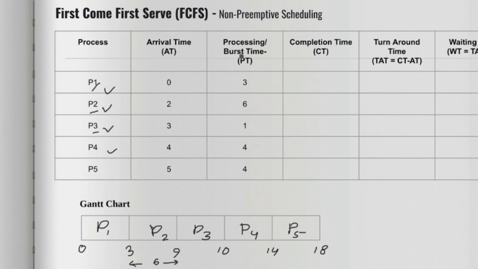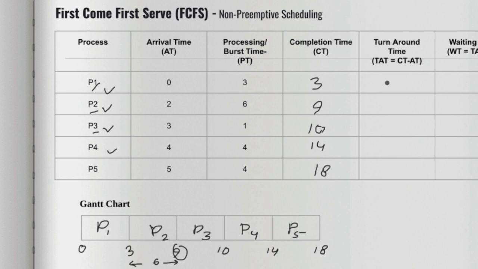Now we're going to calculate the completion time. What is the completion time of P1? P1 took 3 units of time to complete, so it got completed by 3. We'll put 3 over here. Then P2 got finished at 9, so I'm going to put 9 there. Then P3 is at 10, P4 is at 14, and P5 is at 18. So that's your completion time.